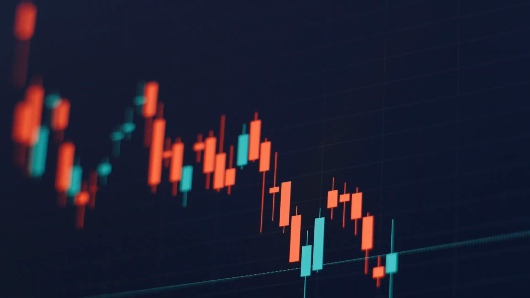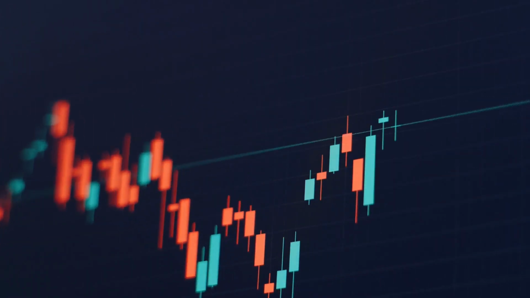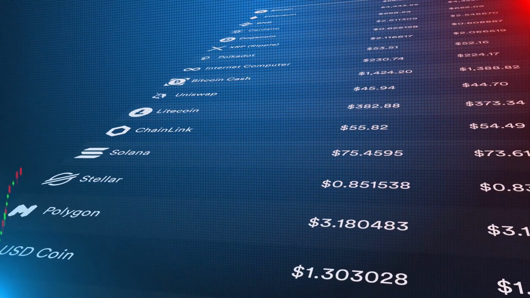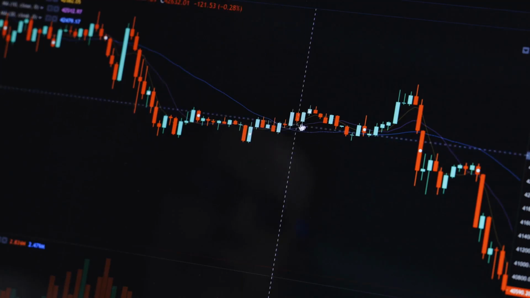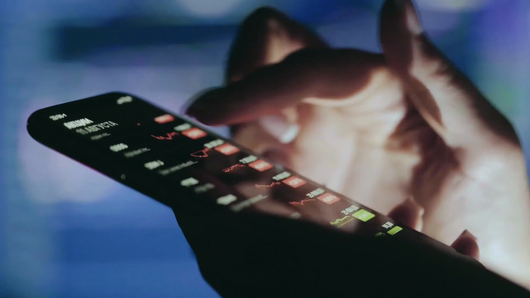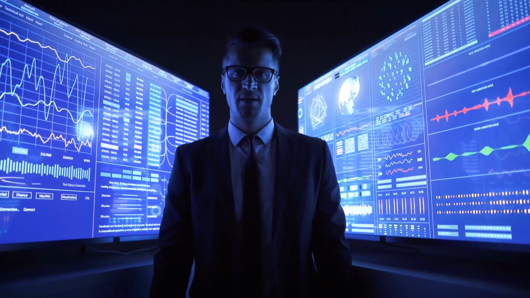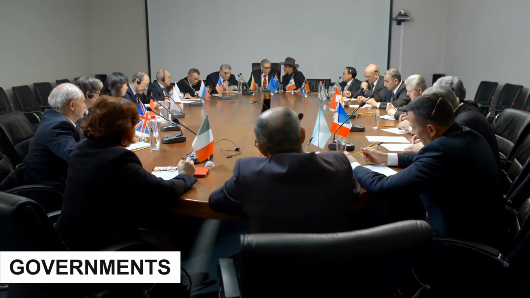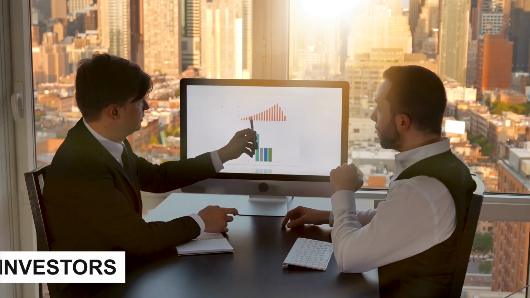Forex, or foreign exchange, is the decentralized worldwide market in which all of the world's currencies are traded. It is the world's largest and most liquid market, with trillions of dollars traded every day. This type of currency exchange is critical for international trade. Participants in the Forex market include governments, businesses, and of course, investors.